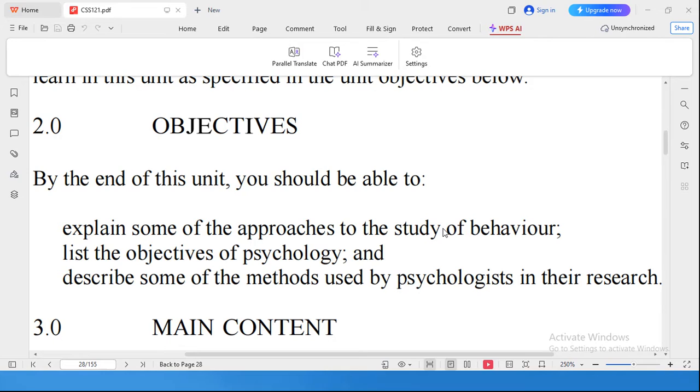Moving further, number two approach, the psychodynamic approach. Sigmund Freud's method. Freud believed that behavior is controlled by hidden memories and unresolved childhood experiences. For example, a man who distrusts women may have been raised by a harsh stepmother without knowing he is projecting that past on others.